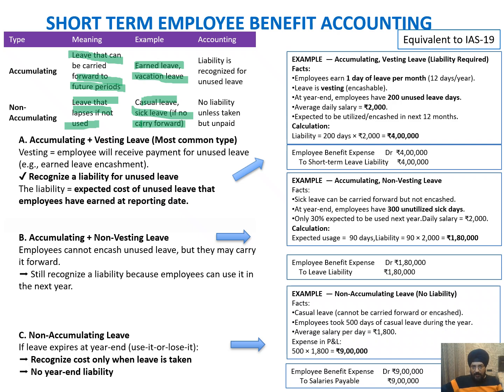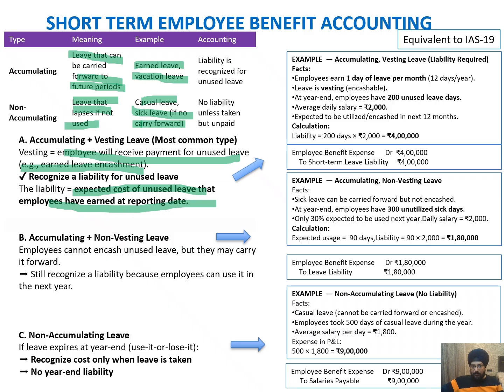So accumulating plus vesting leaves are the most common type. Vesting means the employee will receive payment for unused leave, for example, earned leave encashment. Recognize the liability for the unused leave. The liability is equal to the expected cost of the unused leave that an employee has earned at the reporting date.